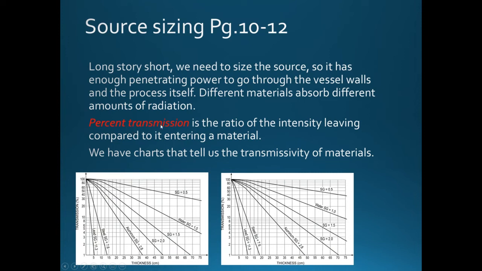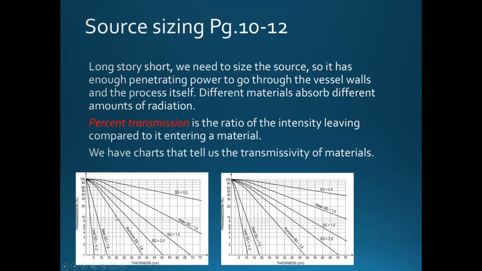Percent transmission is the term that we use to describe the ratio of the intensity leaving versus what it was entering the material. And we have fancy charts, and you better get used to these charts because, again, there's math associated with this. These charts tell us the transmissivity of materials, and what's missing from these two graphics here is that one of them is for cobalt-60 and one of them is for cesium-137. You'll be using these charts in this ILM for some calculations.